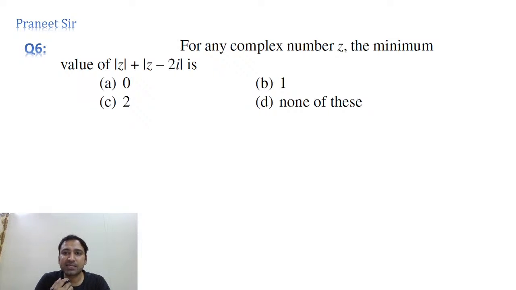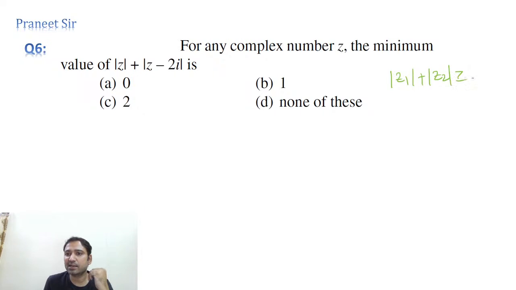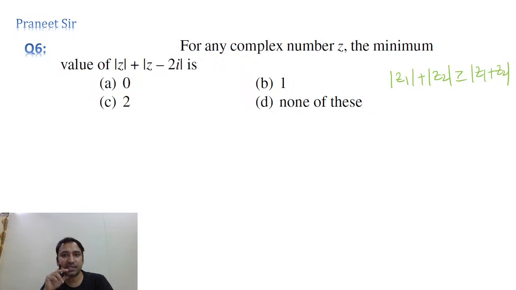For a complex number z, find the minimum value of mod z plus mod z minus 2i. See, we have one important property here: mod z1 plus mod z2 is greater than or equal to mod z1 plus z2. Do we have this property? Yes.